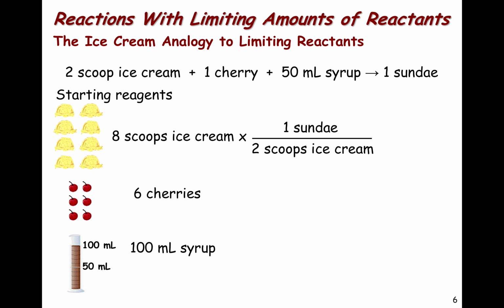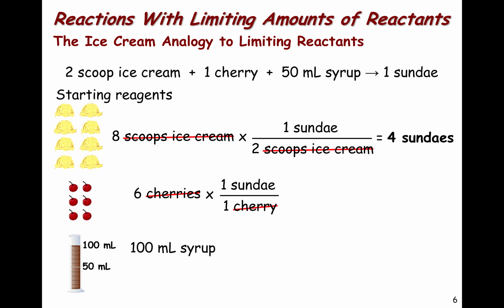Well, if we have a ratio of 2 scoops of ice cream for every 1 sundae, then we can figure out that if the other 2 were in excess, we would be able to produce, in this situation, a total of 4 sundaes, which is fairly obvious. But if we do the same calculation with the cherries, this ratio is 1 cherry for every 1 sundae.